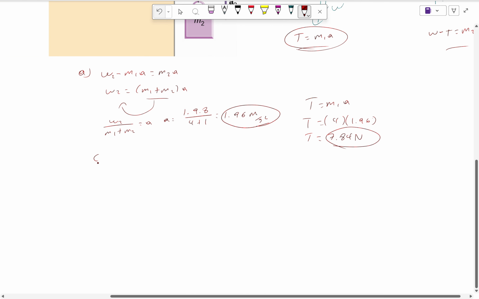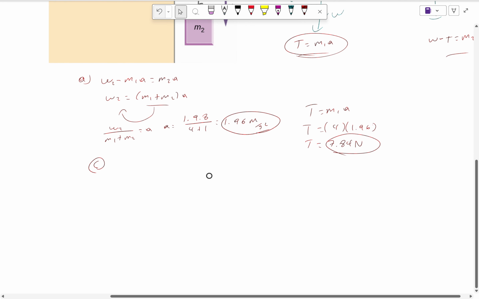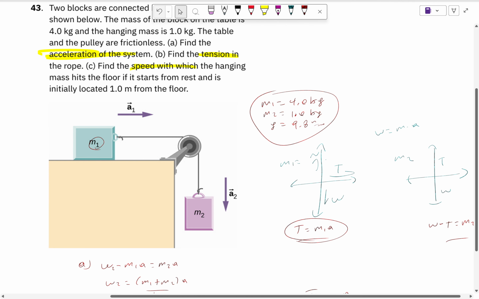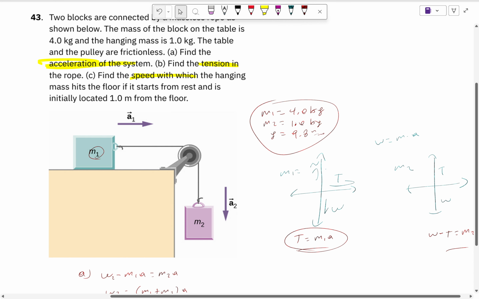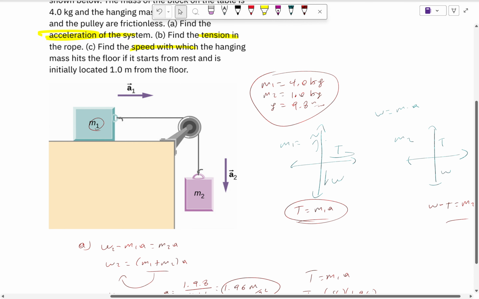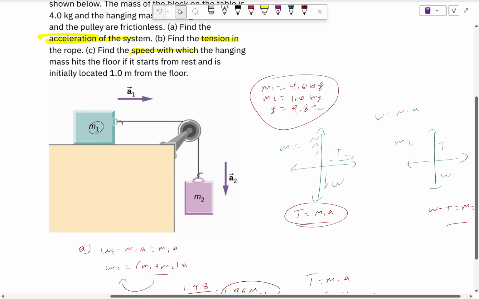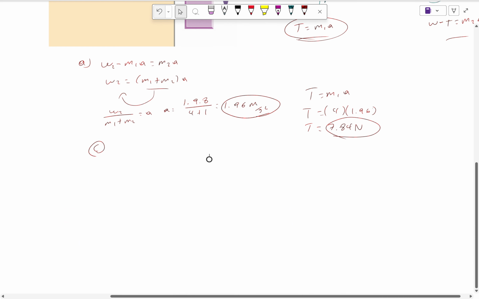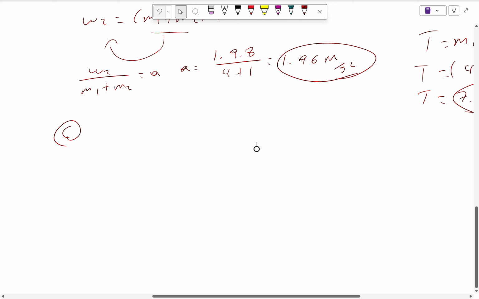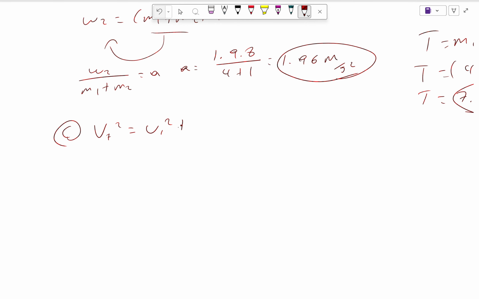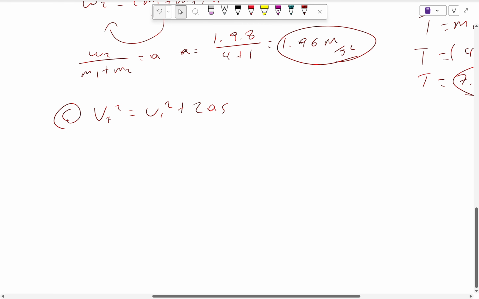Now we're finding C. What is C? Is it magnitude, right? Oh no, find the speed when the hanging mass hits the floor, starting from rest. Okay, this one we're gonna have to use a kinematics equation. So it's gonna be velocity final squared equals velocity initial squared plus 2 acceleration times s. But let's just put s. So okay, there you go.